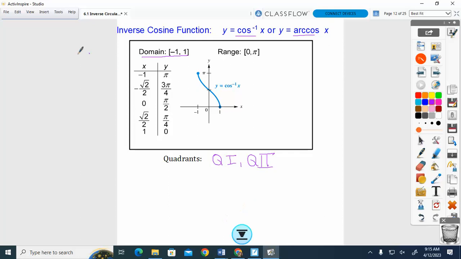And if you think about your circle, this is 0, and this is your pi, so the range is 0 to pi. But again, the important piece on this, the quadrants. You've got to know that part in order to be able to solve these.